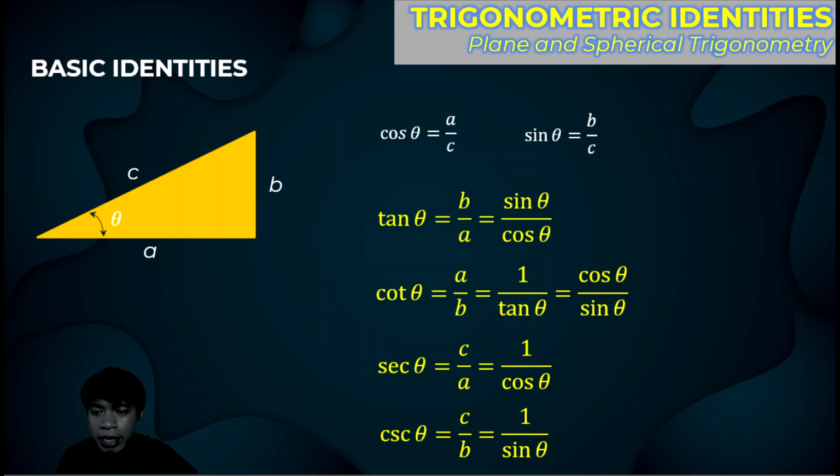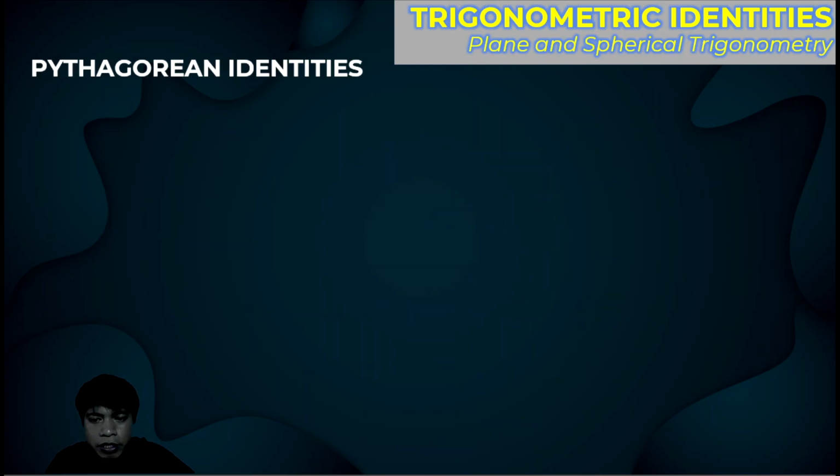na i-memorize nyo, guys. Kailangan i-memorize nyo to kapag nag-aaral kayo ng trigonometric identities. Okay, so marami pang iba guys na identities na kailangan din. Okay, so itong ipapakita natin sa susunod is yung Pythagorean identities. So actually, pwede siyang ma-derive lamang using yung mga kanina na mga basic identities. Okay, so una sa mga Pythagorean identities is ito, cosine squared theta plus sine squared theta is equals to 1.